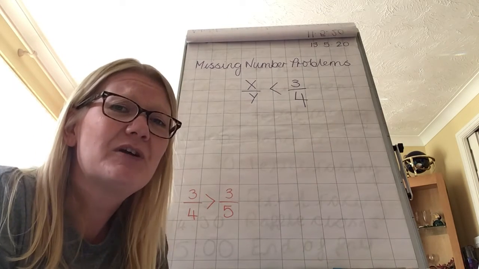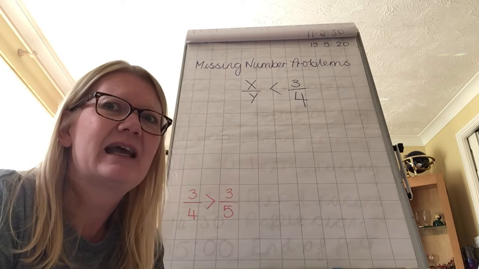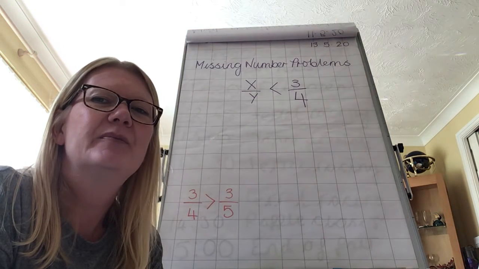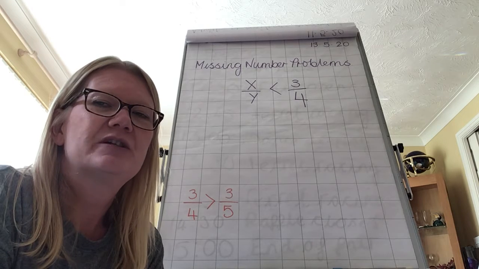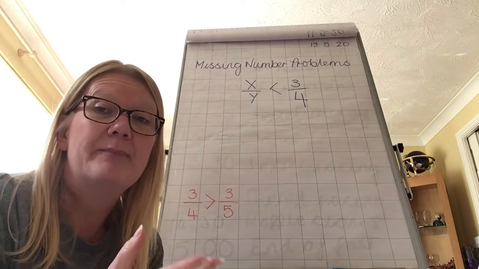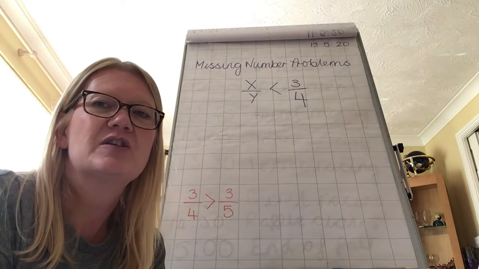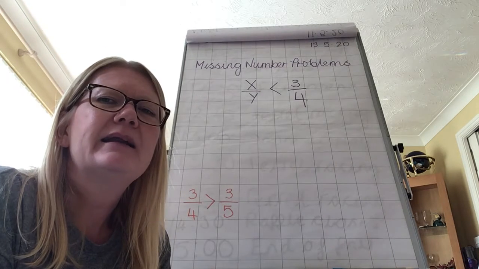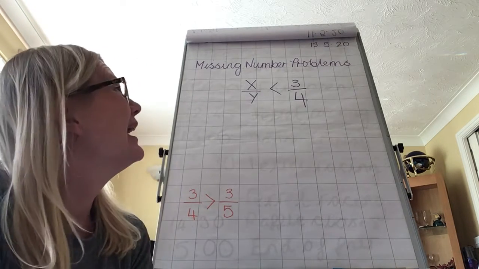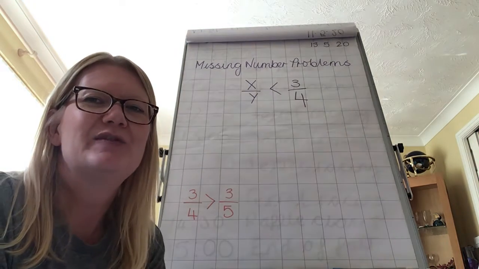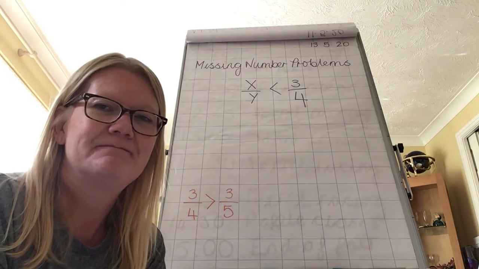And this leads us on into our missing number workout. I'm not going to go through the whole thing, and this isn't the exact question, but let's think about what I've written on the board. So I've got a fraction, x over y. So x and y are numbers. We don't know what they are. They could just be empty boxes. And it says x over y is less than 3/4. What could the values of x and y be?